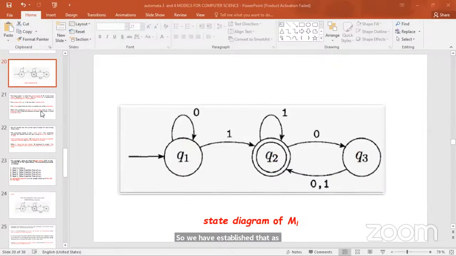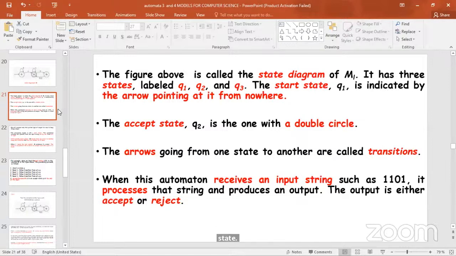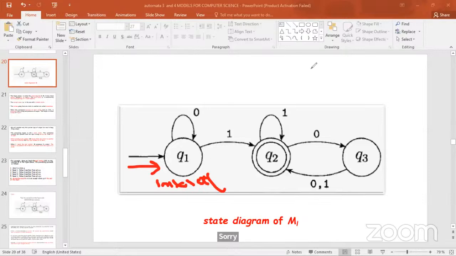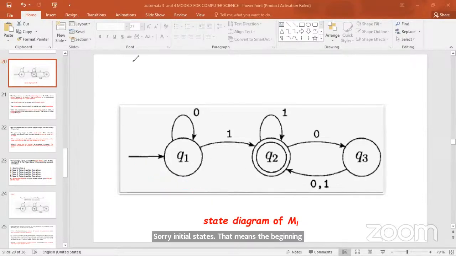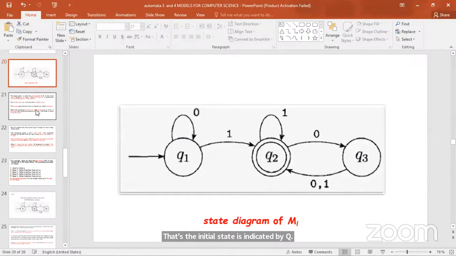Now, looking at it again, you observe that the start state Q1 is indicated by the arrow pointing at it from nowhere. As I've said earlier, this is an arrow pointing at it from nowhere, telling us that this is an initial state. That means the beginning state. Moving on, you will also notice that the initial state is indicated by Q1. See, this is Q1. This is the arrow pointing at it from nowhere.